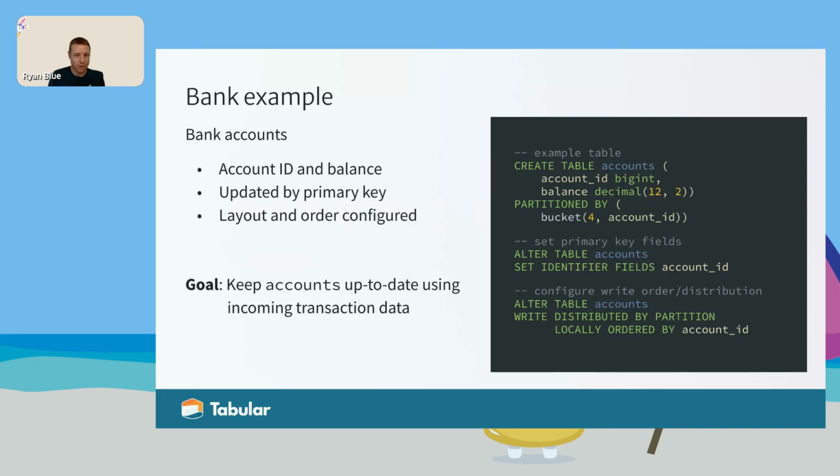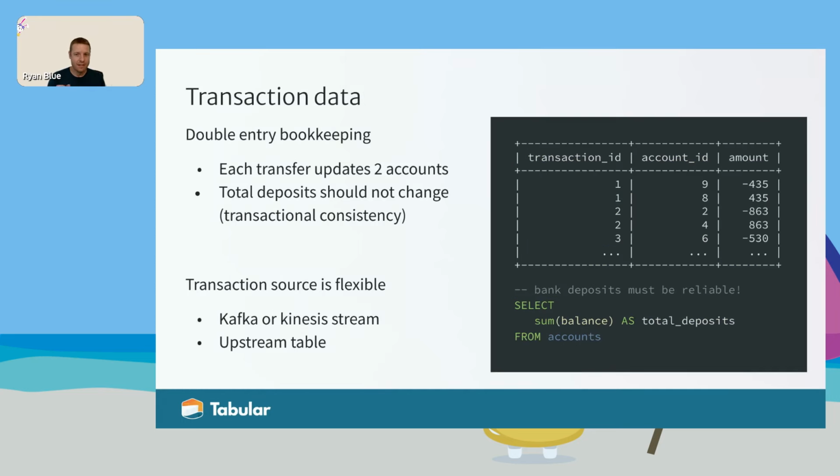Now, our goal with this table is to keep it up to date using incoming transaction data from the actual source of truth database. So that's what we're going to be doing today. That transaction data looks like this. It's basically every time something changes on that original database or that table, we get a record of which row changed and how it changed.